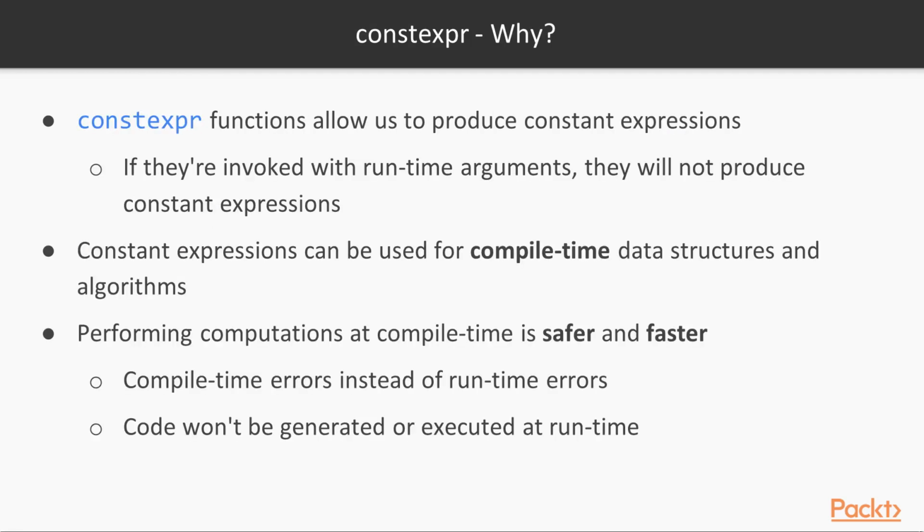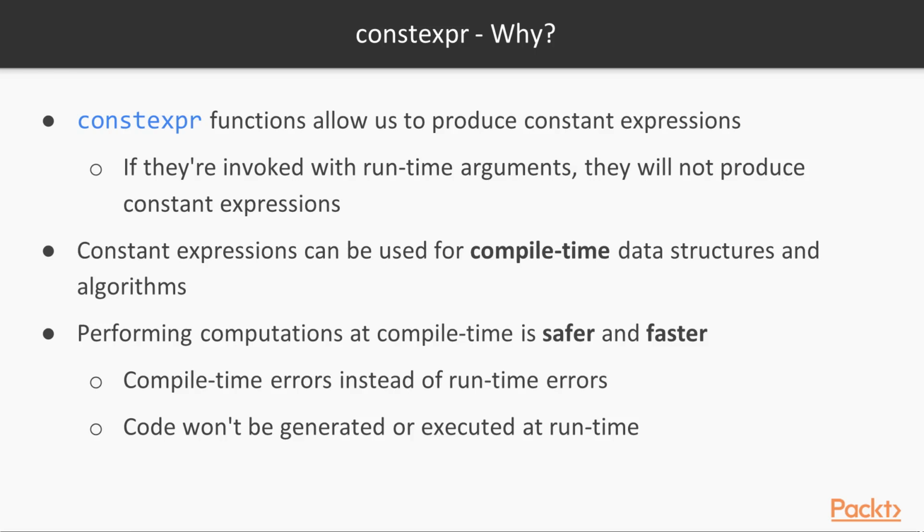We have seen an overview of what constexpr can do in C++11, 14, and 17. But why would you want to use constexpr? The idea is that constexpr functions allow us to produce constant expressions. Remember that if they're invoked with runtime arguments, they will not produce constant expressions. Constant expressions can be used for compile time data structures and algorithms. Performing computations at compile time is faster and safer than doing them at runtime.